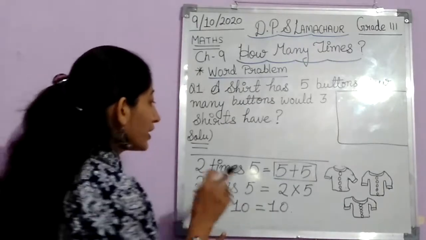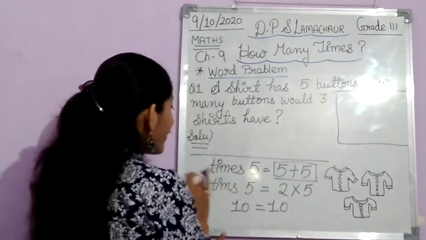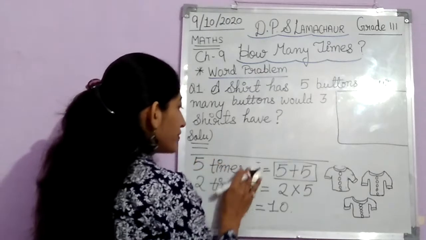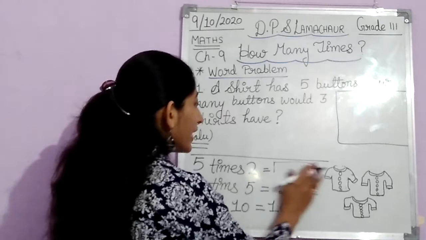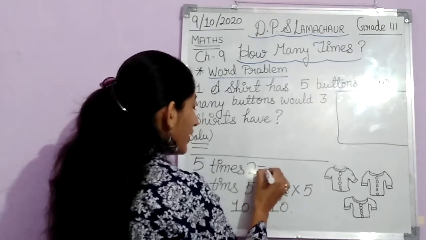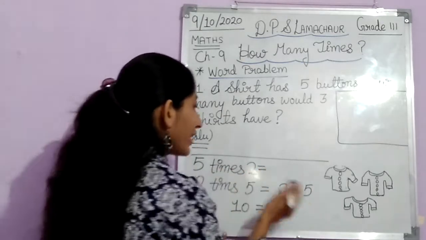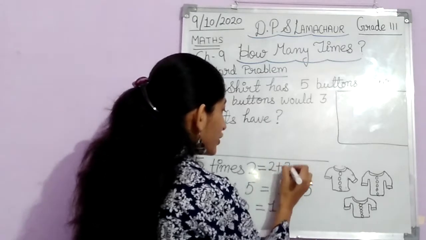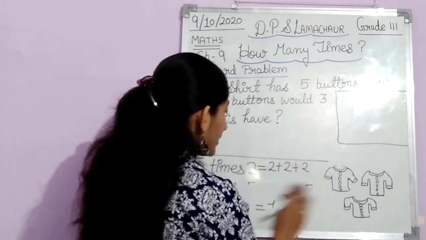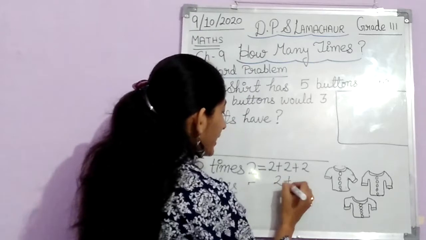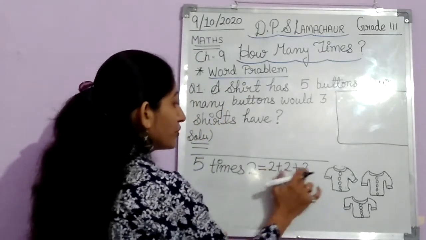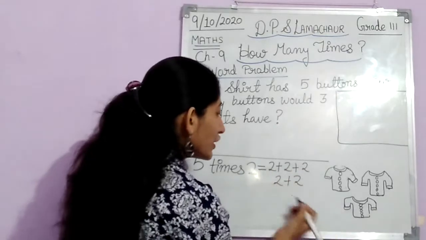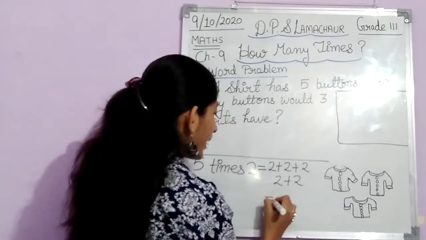Similarly, if I am converting it to 5 times 2, अगर मैं इसे 5 times 2 कर दूं, then how will you find 5 times 2? तो अब हमें क्या करना पड़ेगा 5 times 2 के लिए? We have to write this 2, 5 times, means 1, 2, 3, then 4 and then 5. It means 5 times 2 means 1, 2, 3, 4, 5. Then further you will do addition and then you will find the answer.